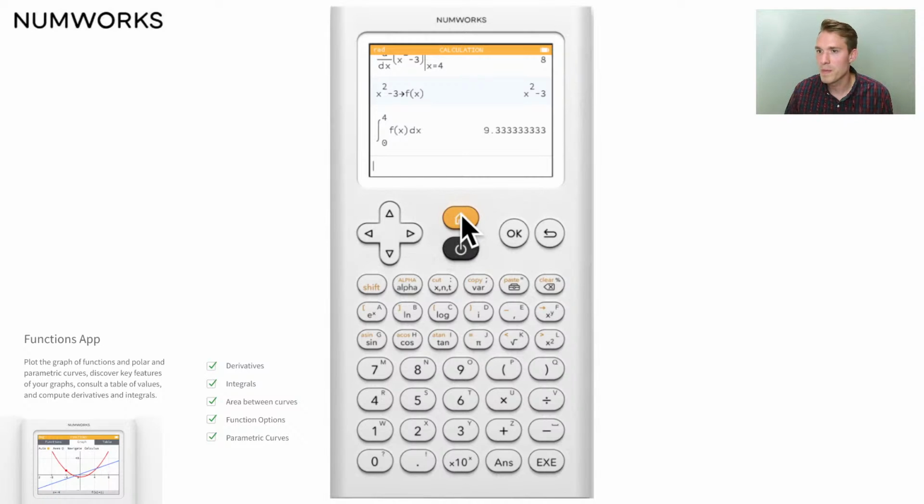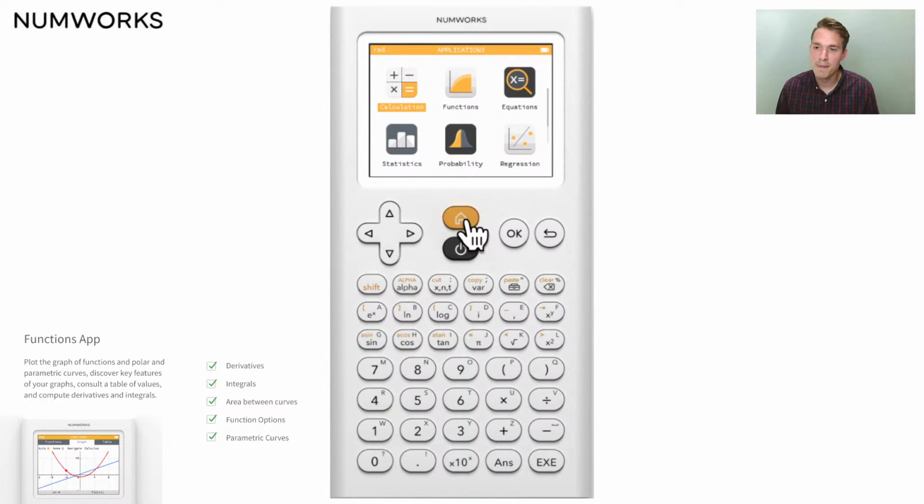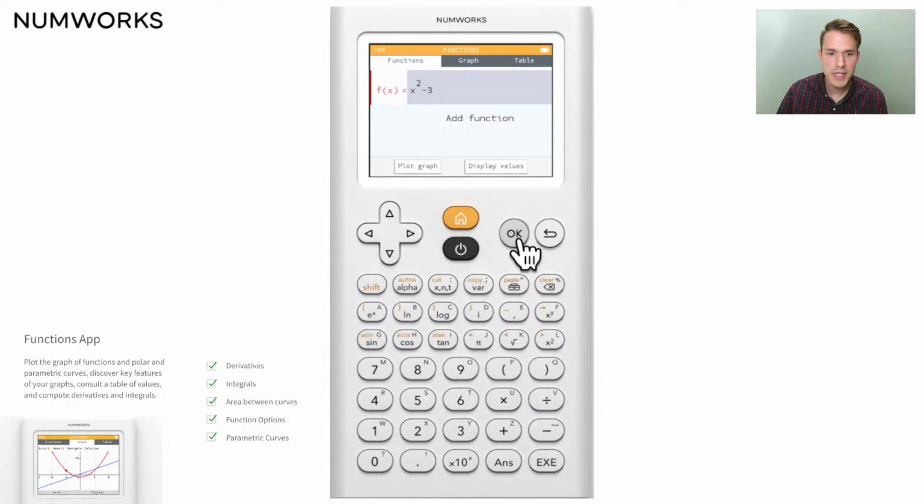So I'm going to hit this home button to go back to my main menu here where I can select all my apps, and I'm going to navigate over to the Functions app. Notice that my function f of x is already available, and that's because we stored f of x in the calculation app, so as a function, it's going to show up in my Functions app. Let's take a look at the graph of this function.